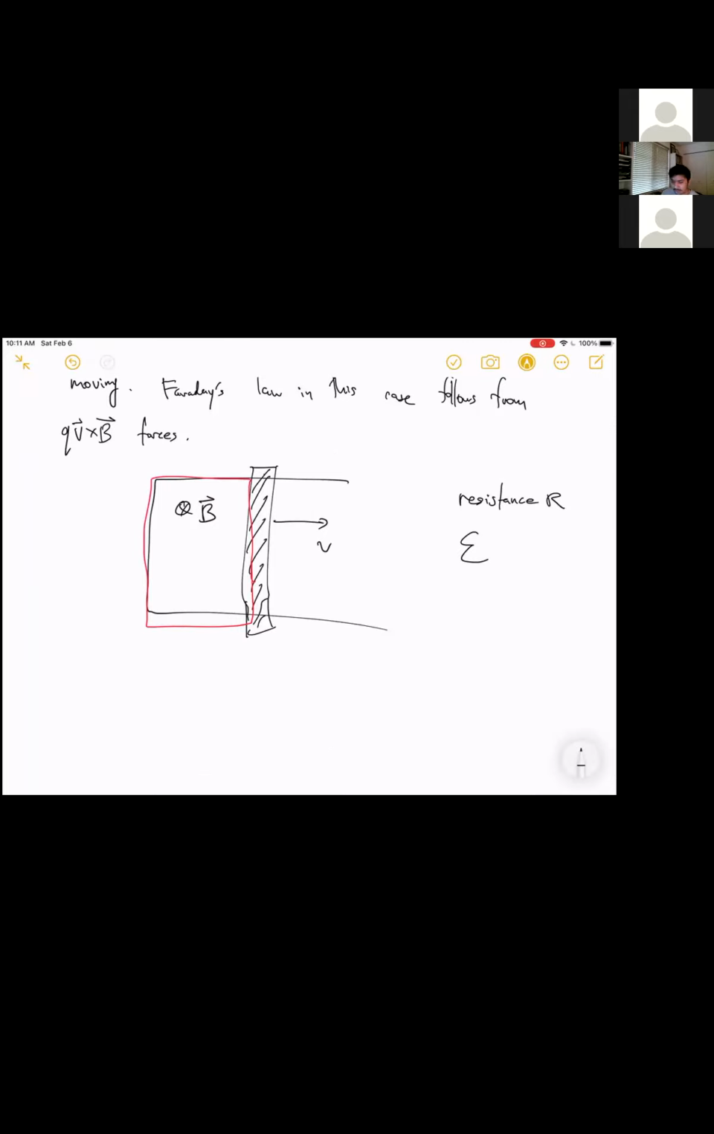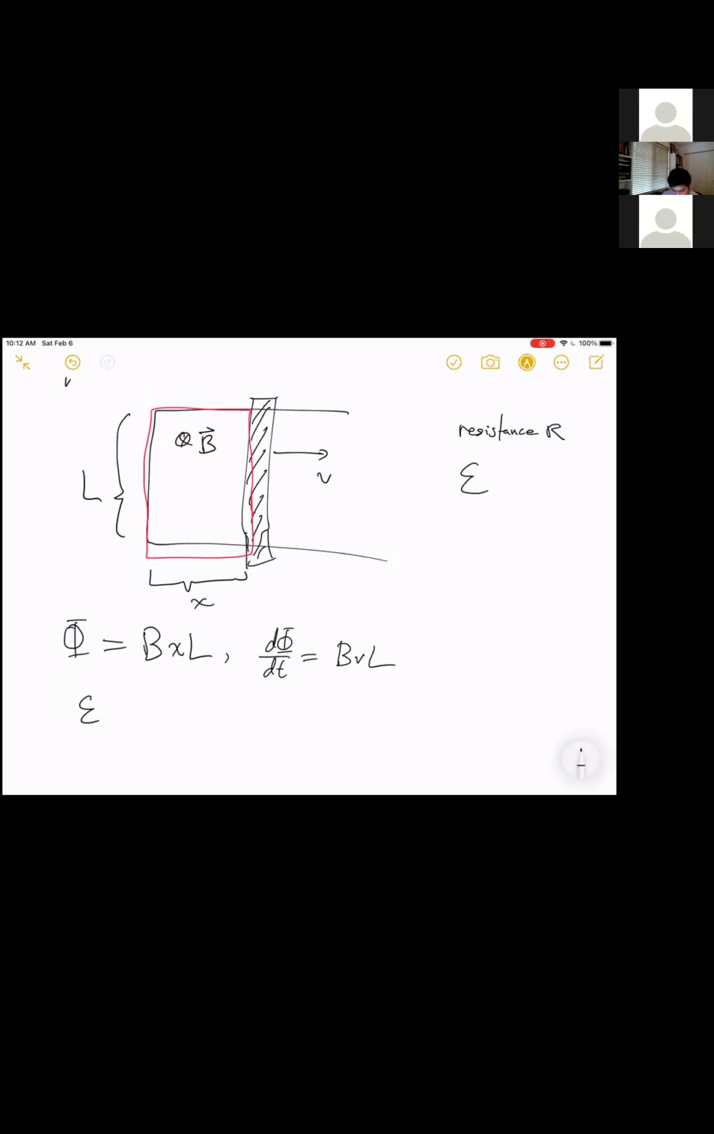Okay, so we're just going to ignore signs for now. We're just going to do the magnitudes. But let's say this has length L. And let's say this is currently at X. Then the magnetic flux is B times X times L. So this means that the change in magnetic flux is just B times V times L, because the derivative of X is V. So this means that the EMF, ignoring the signs, is BVL, so the current is BVL over R. Does this computation make sense? Any questions about this computation using Faraday's law?